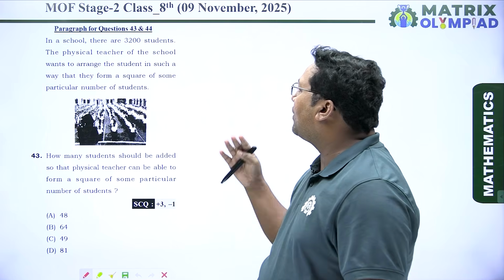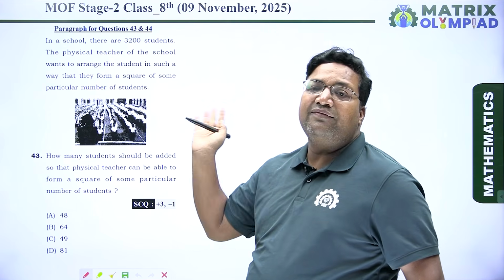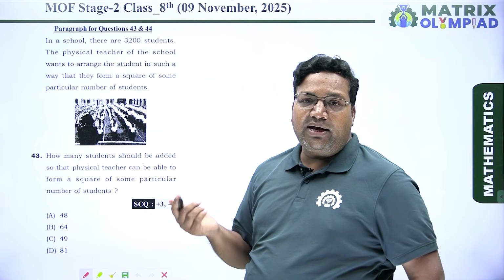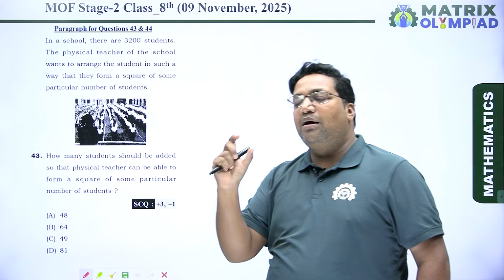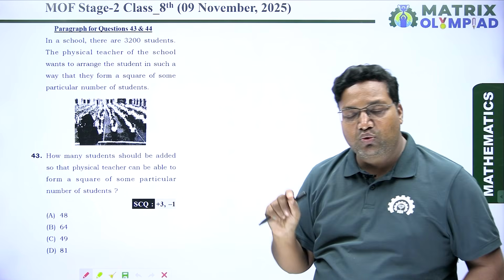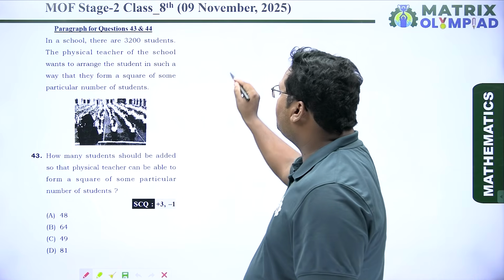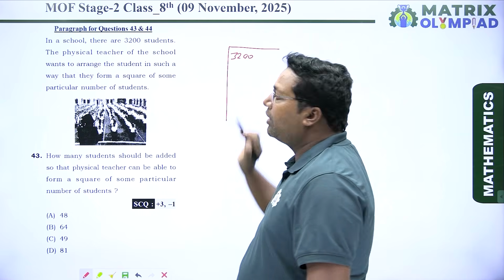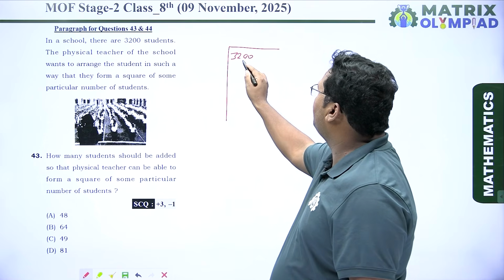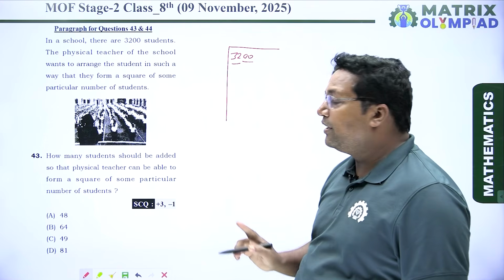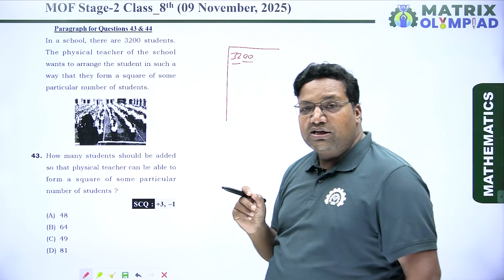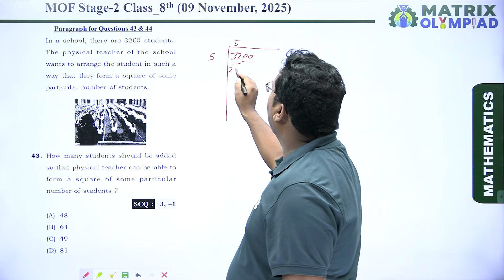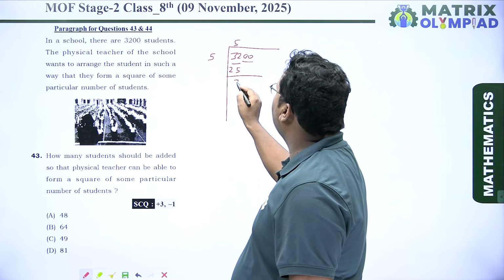It means we have to find out the square root of this number by long division method, and we have to take the quotient, and we have to find out that number which is added to this number to get a perfect square number. So for this, we have to find out the square root of 3200 by long division method. So for this, we have to first make pairs. Here you can see 32 is the first pair. So we have to divide this number by 5. 5 5s are 25, and 32 minus 25 is 7.